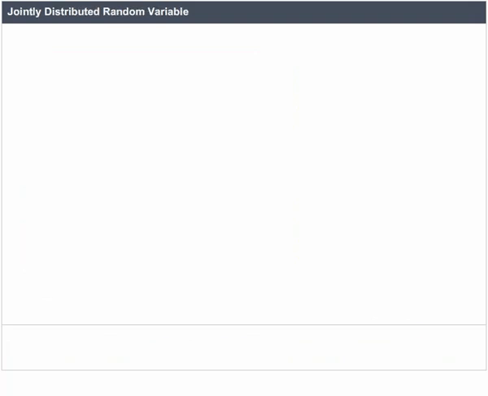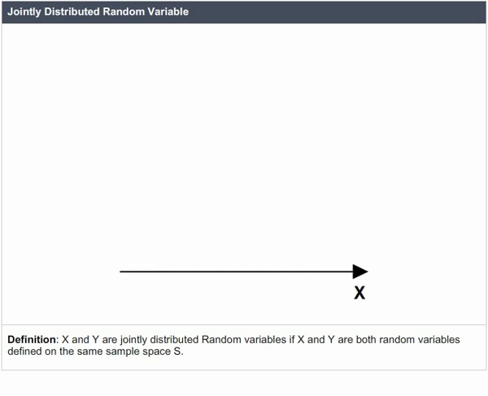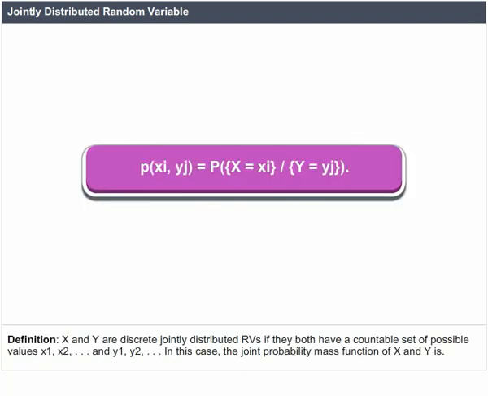Jointly distributed random variables. Definition: X and Y are jointly distributed random variables if X and Y are both random variables defined on the same sample space S. Definition: X and Y are discrete jointly distributed random variables if they both have a countable set of possible values x1, x2, etc. and y1, y2, etc.